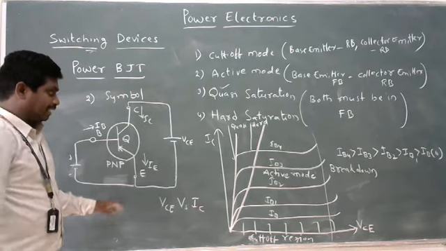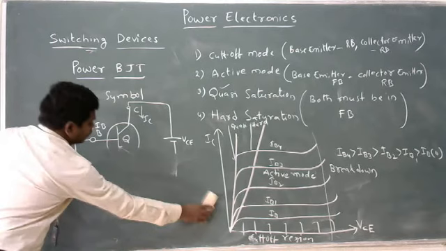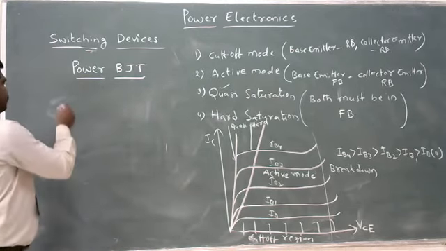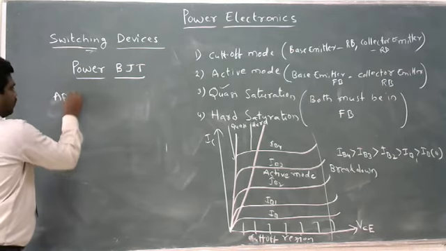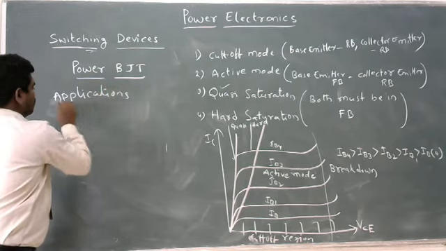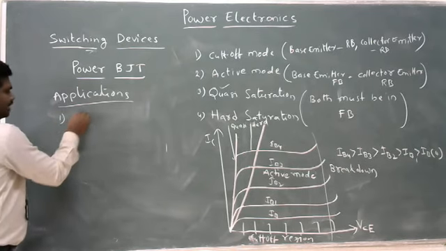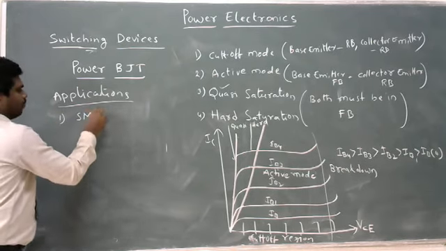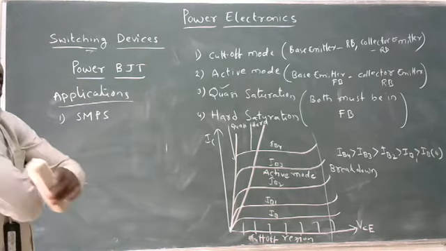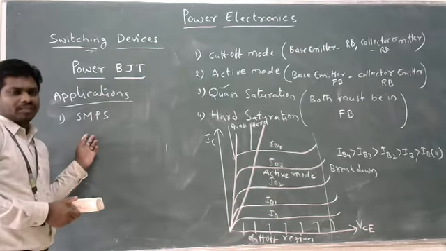And finally, we'll see the applications of power BJT. So this type of power BJT is used in SMPS. SMPS means switch mode power supply, which we can see in computers or CPU systems. In a CPU, there is one power supply that we are using.